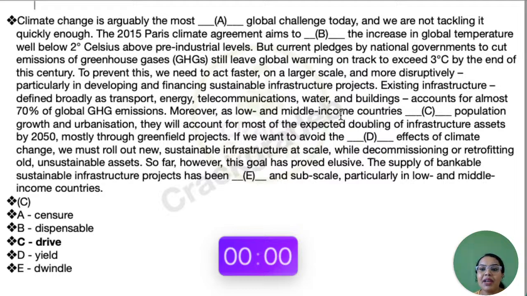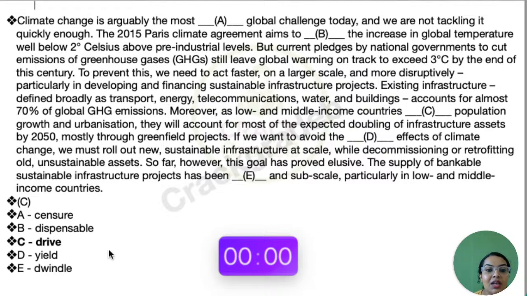Moreover, as low and middle income countries dash population growth and urbanization. Now, we need to see the whole structure here, what the complete sentence is talking about. They will account for most of the expected doubling of infra. Okay, read the sentence a bit earlier. Existing infrastructure defined broadly as whatsoever accounts for almost 70% emission. So here what we are saying is that as these countries drive population growth, that means they are the major ones to do something. Okay, that's why drive is the correct answer over here, which we are using as a verb.